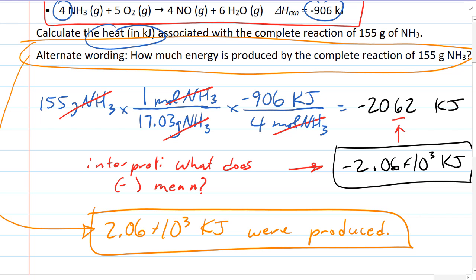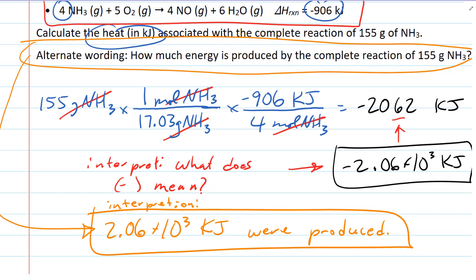Okay, so this is the interpretation that we would have for this particular problem. It tells us that we have 2.06 times 10 to the third kilojoules that were produced. The negative sign tells us that energy was produced. And we can't produce negative amounts of energy, all right?